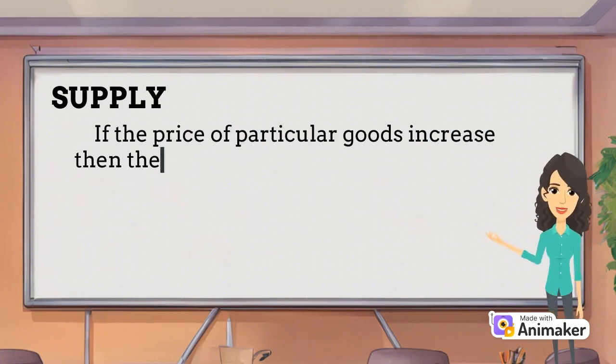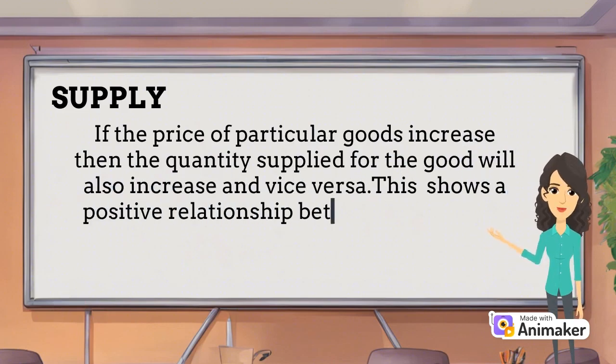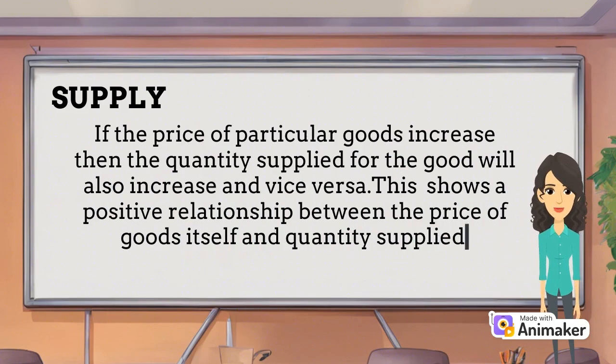Now, what is the law of supply? The law of supply can be defined as: if the price of particular goods increases, then the quantity supplied for the goods will also increase and vice versa. This shows a positive relationship between the price of the goods itself and the quantity supplied.